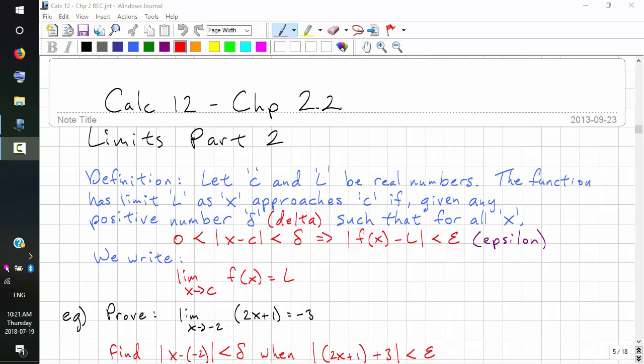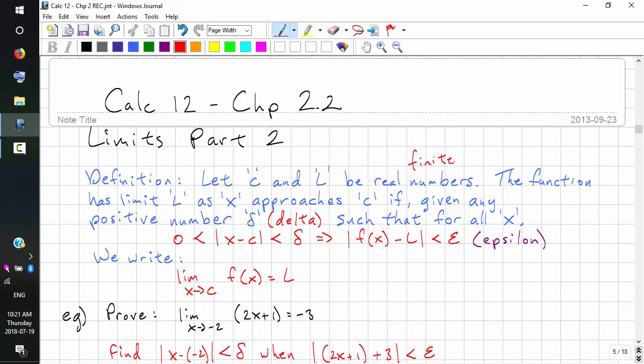This is Calculus 12, Chapter 2.2. We're going to be looking at the precise definition of a limit for those who are interested or for those who need to know. Let C and L be real numbers. That means it's finite.